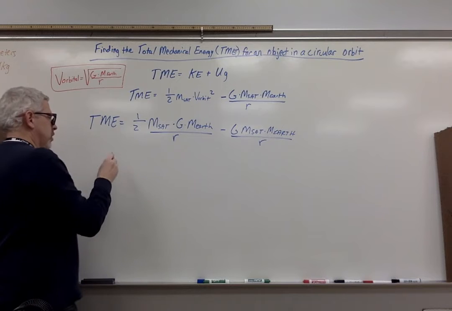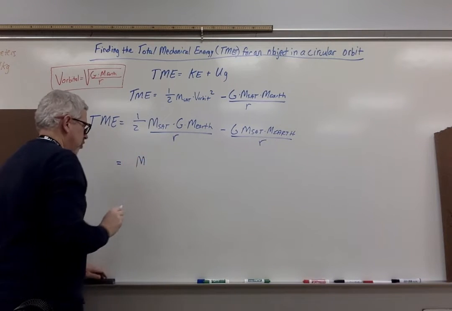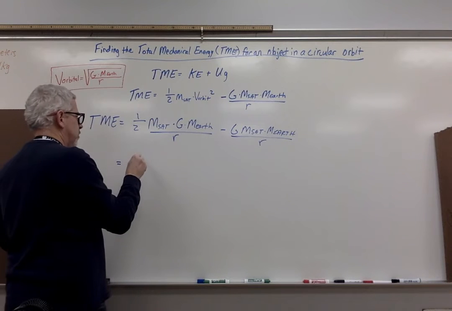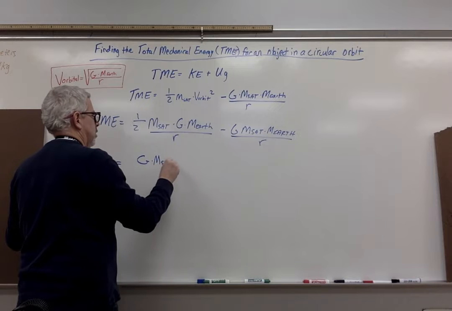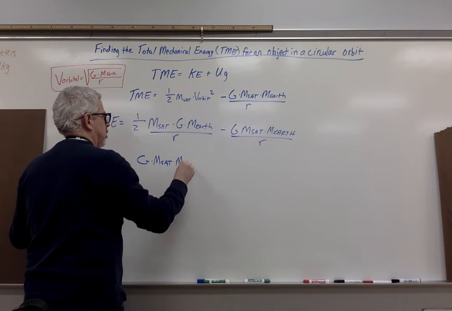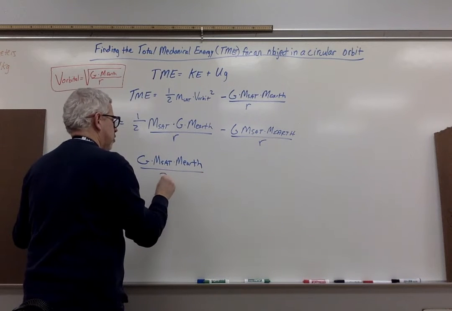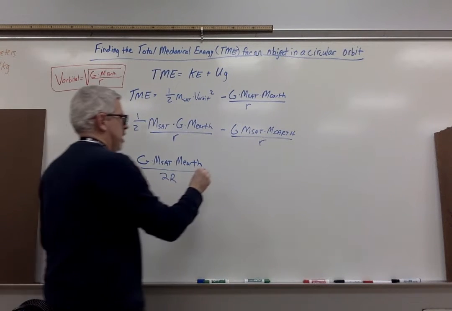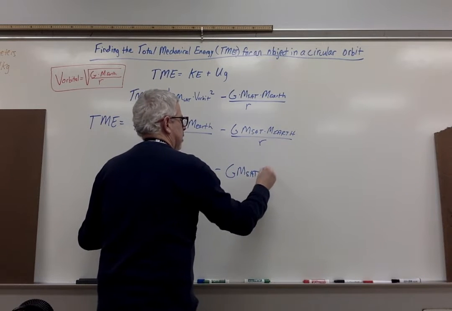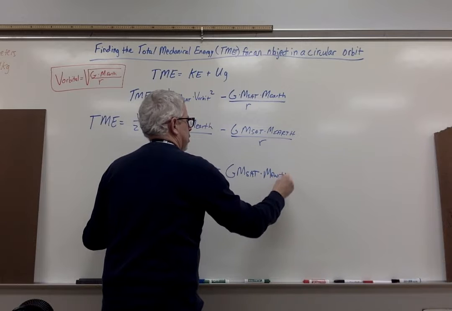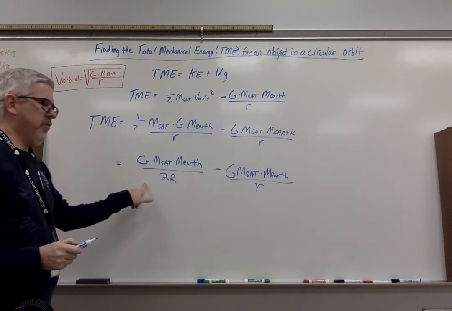Let me put this in a little more friendly form. Big G in front, m satellite, m Earth. Since this is basically multiplied by half, that's going to be over 2R, minus big G, m satellite, m Earth over just R. So basically this is 1/2 minus 1.